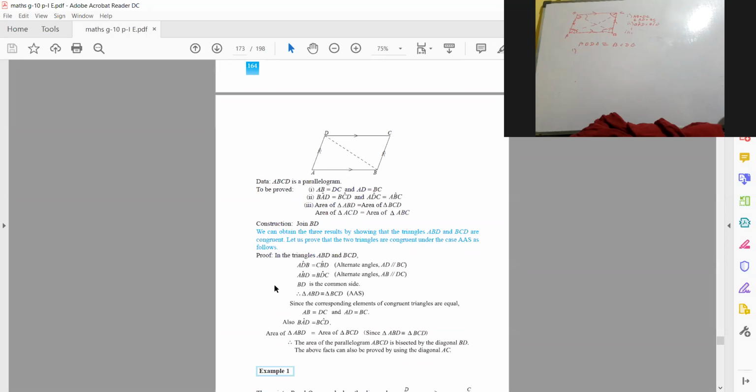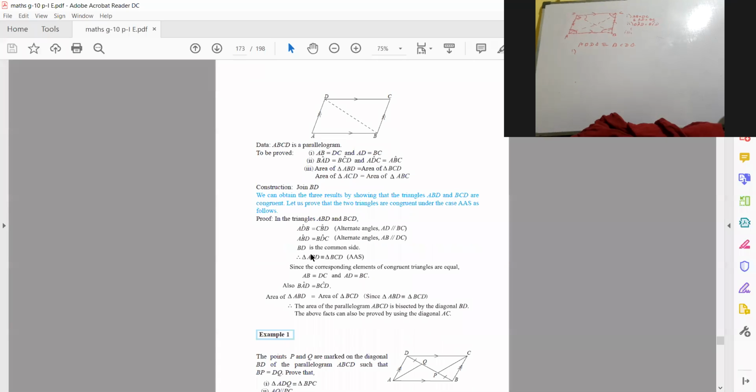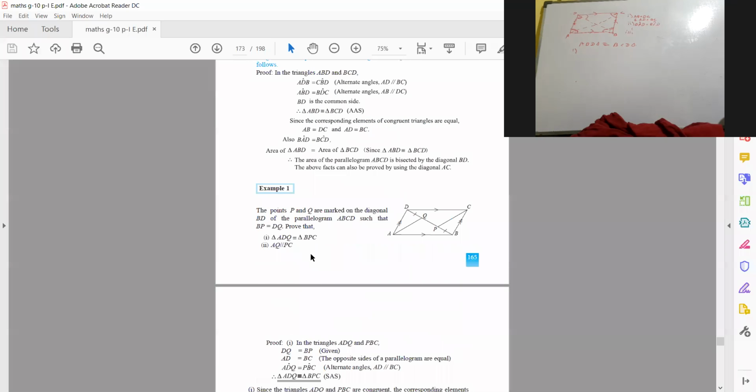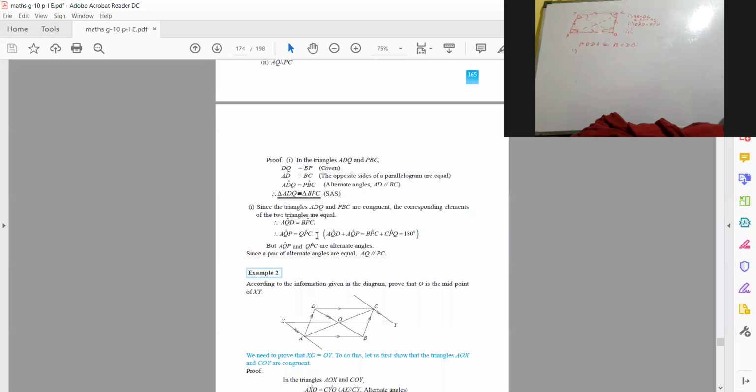This will be asked all the time, but in the O-level paper, it's not asked directly, but it's good to know, right? Now let's do some more exercises. If you have any question, you can put it in the chat.